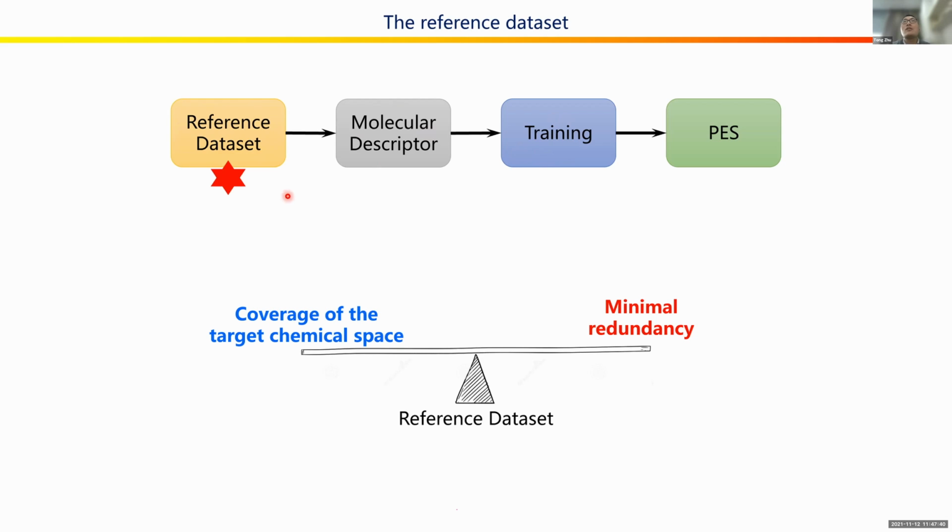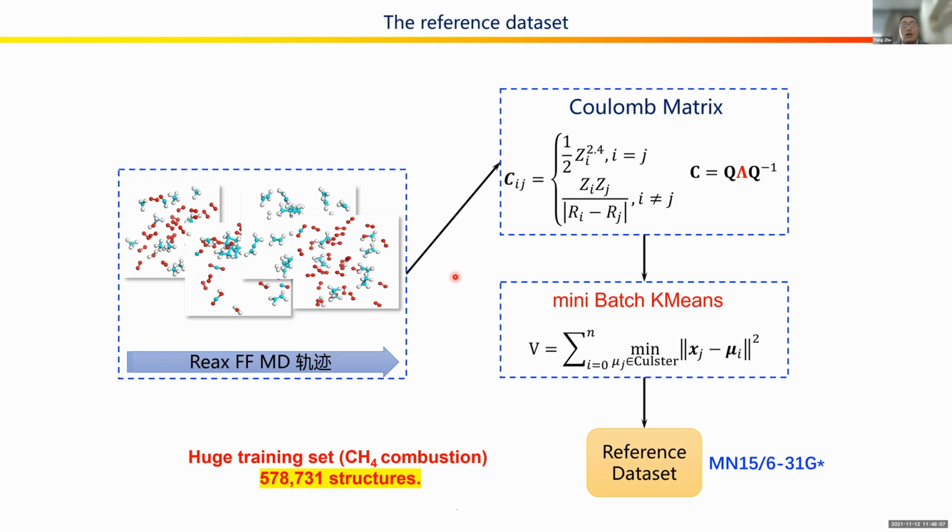So when we prepare the reference dataset, we want our dataset to cover the target chemical space, and we want our dataset to be as small as possible, so we can save the computational cost of the quantum chemistry calculation, and we can label our data at a higher quantum level. So to achieve this goal, we apply the active learning algorithm.